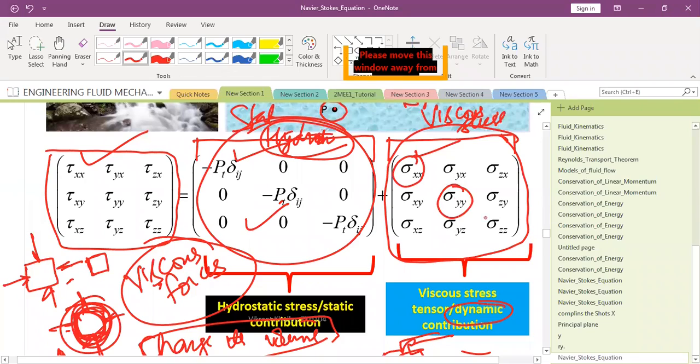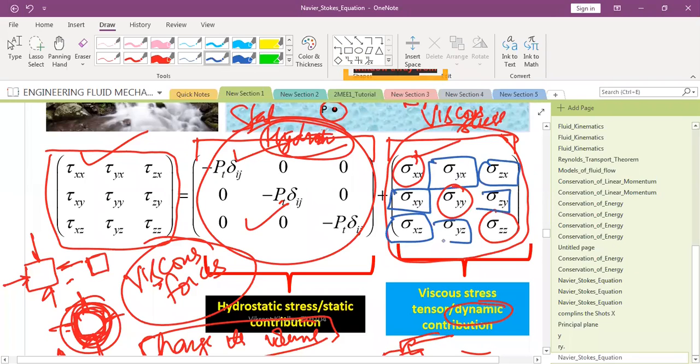The normal ones are these, and the rest of them are shear. So I have pointed out in, I think, the previous lectures that I will be interchangeably using sigma and tau to represent any of the stresses.